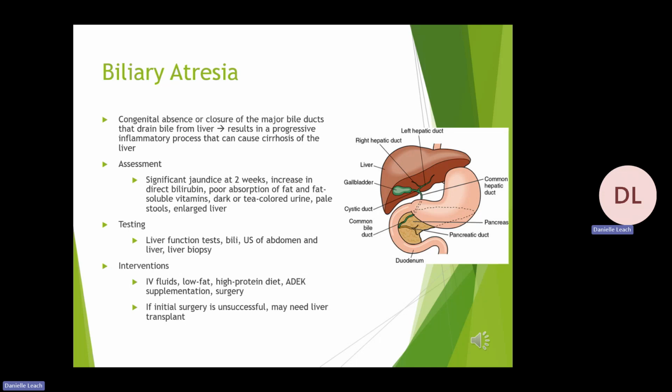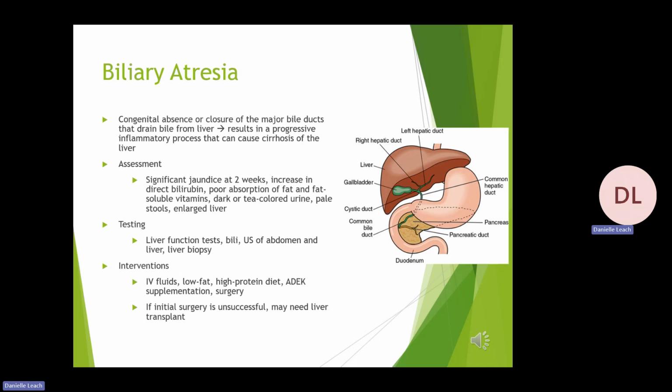Biliary atresia. So biliary atresia is a congenital absence or closure of the major bile ducts that drain bile from the liver. So if you're looking at this graphic over here, any of the structures that have the word duct on them could be affected with biliary atresia. This can result in an inflammatory process that eventually can cause liver damage and cirrhosis of the liver if it's not corrected.